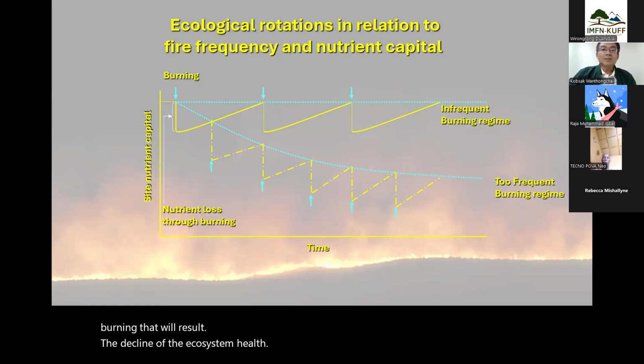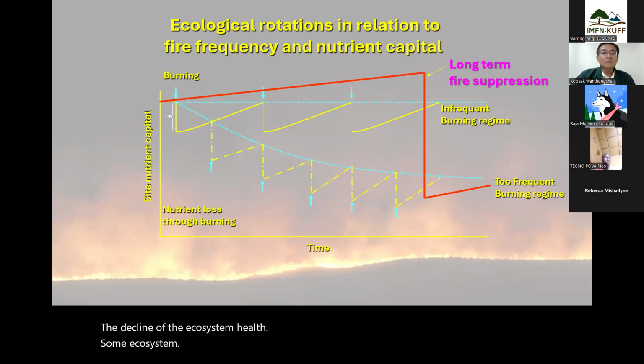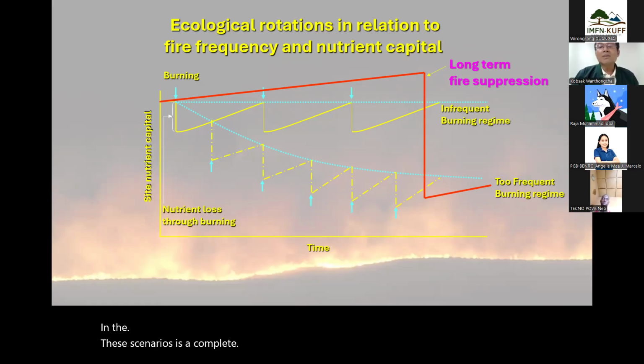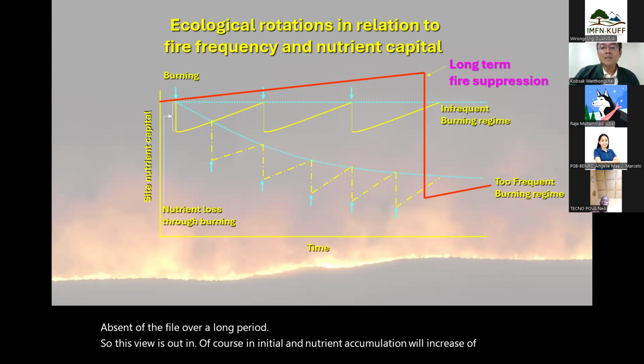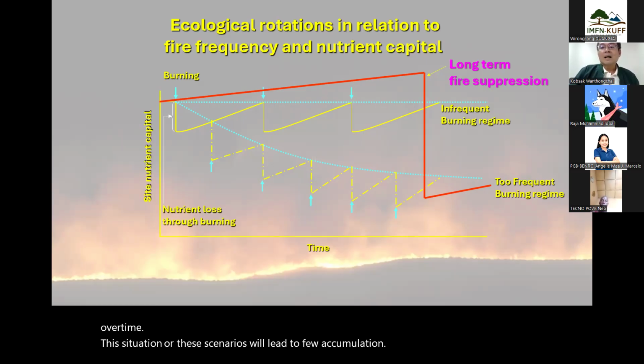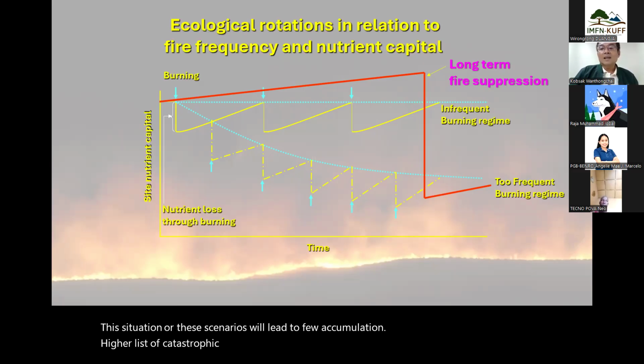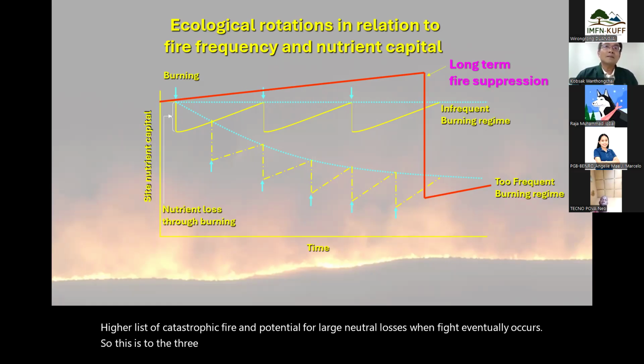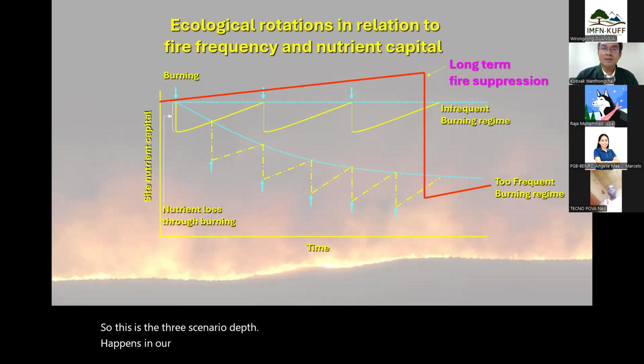By contrast, some ecosystems experience what I call long-term fire suppression, the red line. This scenario is a complete absence of fire over a long period. This will result in an initial nutrient accumulation, of course. But over time, this scenario will lead to fuel accumulation, a high risk of catastrophic fire, and potential for large nutrient losses when fire eventually occurs. So these are the three scenarios that happen in our forest ecosystems right now.